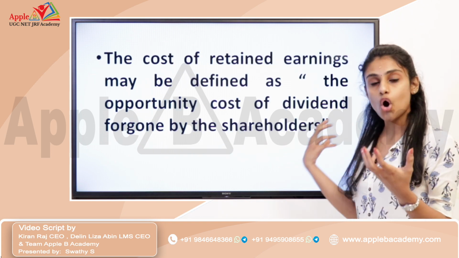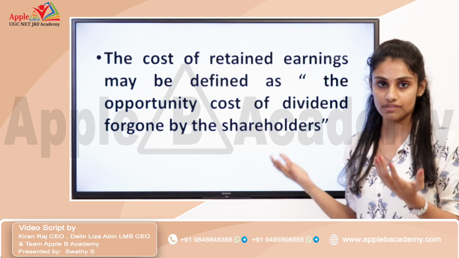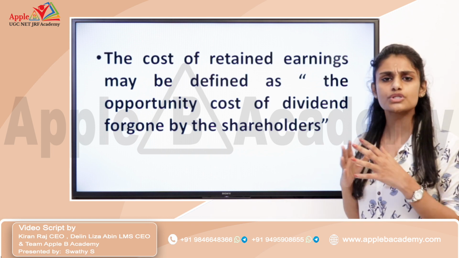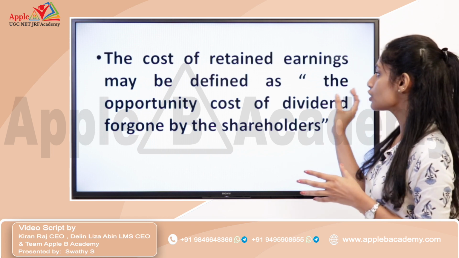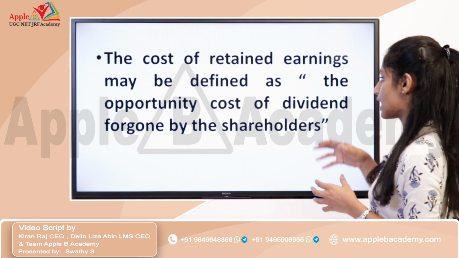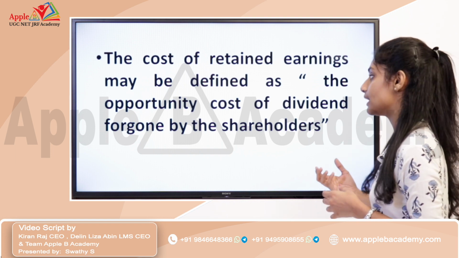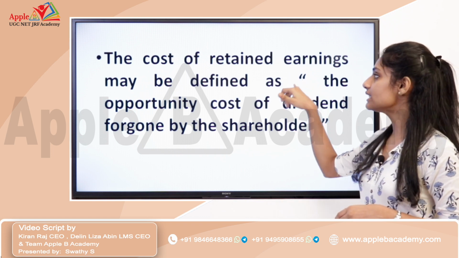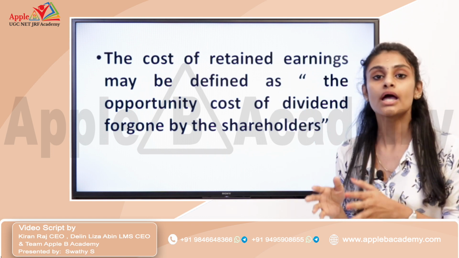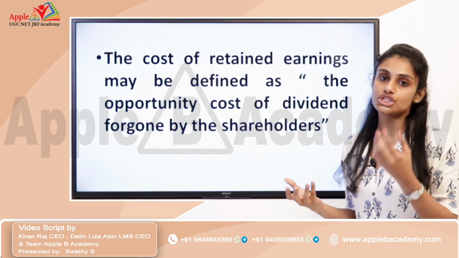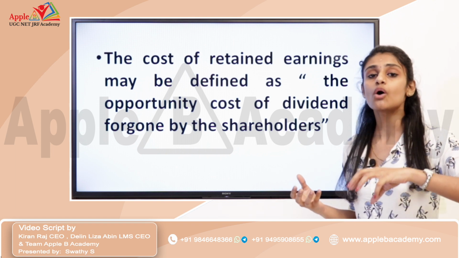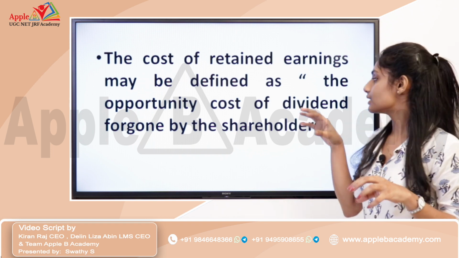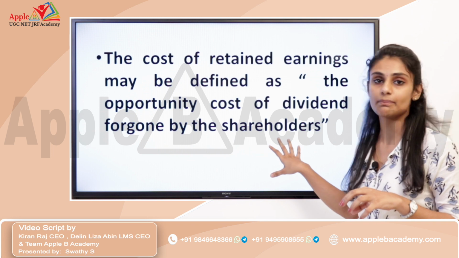Okay, so there is actually a cost for each and every source. Like cost for preference share, equity share, debt, and all, a cost for each and every source is there. Coming to the cost of retained earnings, it may be defined as the opportunity cost of dividend foregone by the shareholders. Okay, that means this retained earnings is actually a part of profit. Profit is normally distributed to shareholders. But now they retained a part of profit. In this situation, it is actually a sacrifice made by the shareholders.